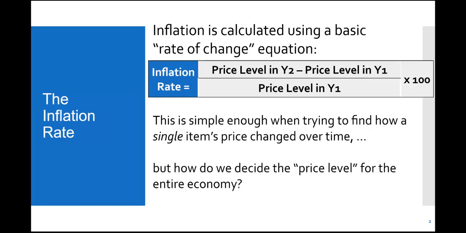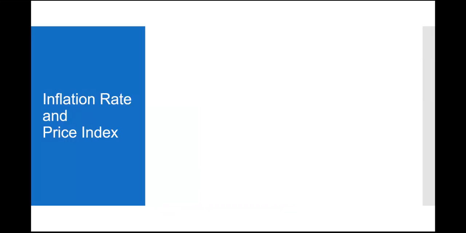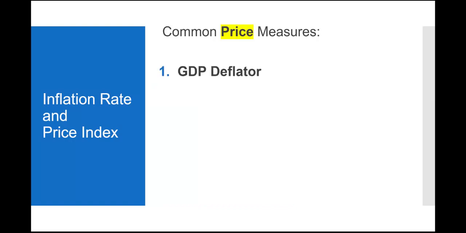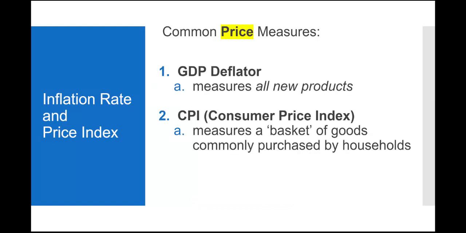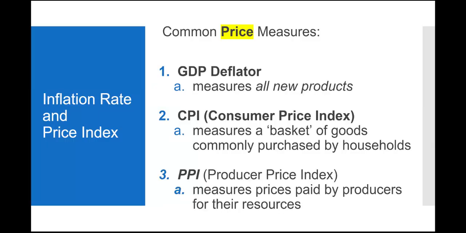That is really simple to do when we're talking about a single item, right? The price of a cell phone. Take the new price minus the old price, divide by the old price, and I get how much the price of a cell phone has changed. But how do I calculate the price of everything in the economy simultaneously? The answer to that is what we call a price index, which is what the CPI and the GDP deflator ultimately are.